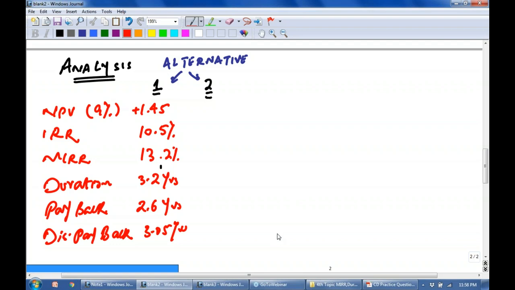Now all the working is required for alternative two, with requirements A and B. One moment, please.